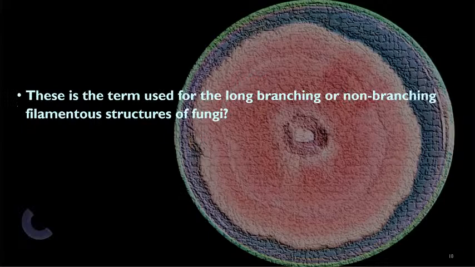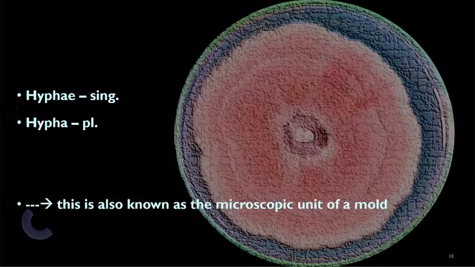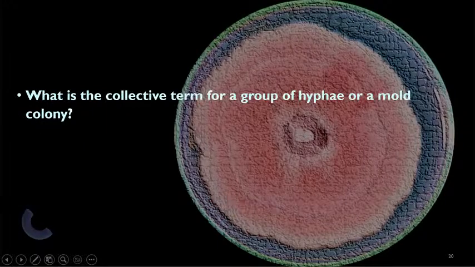Okay, this is the term used for long branching and non-branching filamentous structures. So it is hyphae, okay, hyphae. The correct pronunciation is hypha for singular, hyphae for plural, okay? It's also known as the microscopic unit of a mold, okay? Please don't forget, this is the microscopic unit of a mold. All right, clear.